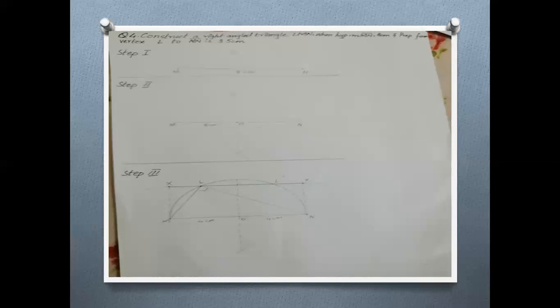Now what we will do, open your compass 3.5 centimeter, put your compass on point N and draw the arc upward to the side of the semicircle. With the same radius, put your compass on point M and draw the arc on the side of the semicircle. There are 2 points X and Y. Join these 2 points, these 2 arcs, with the help of the scale.